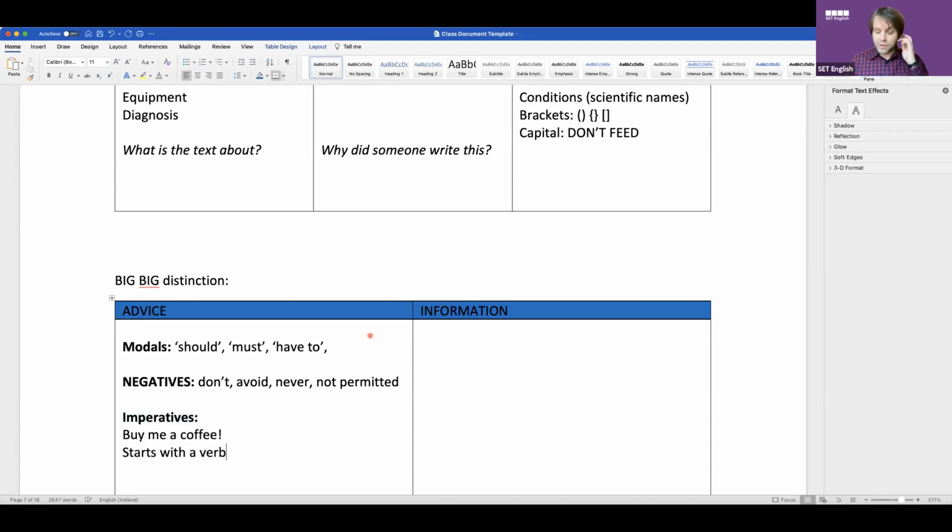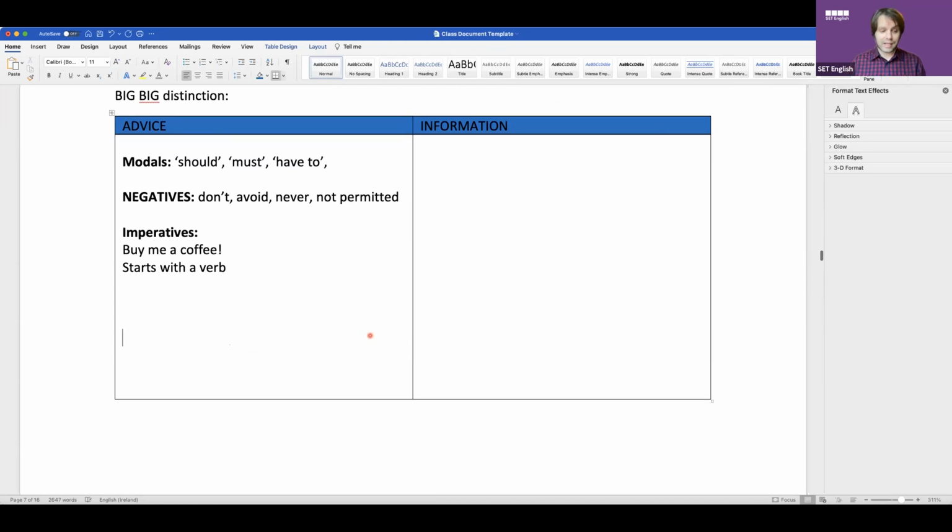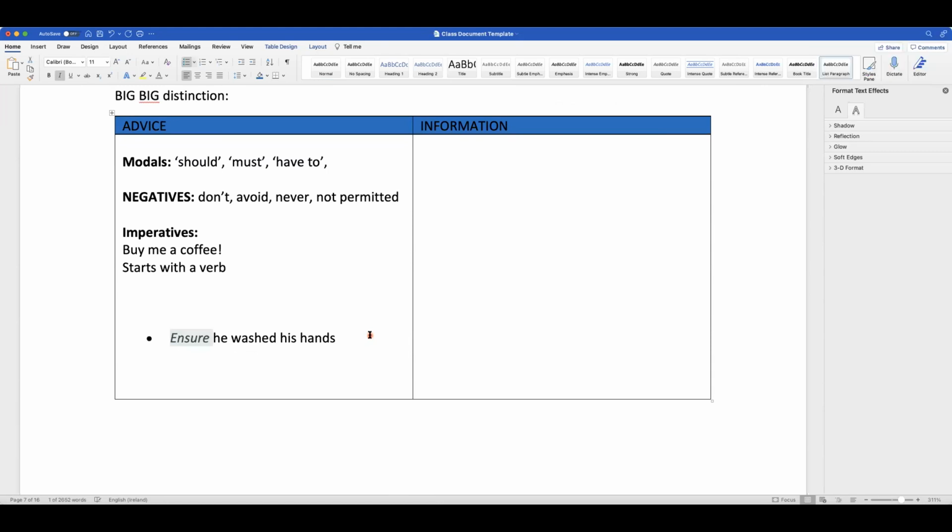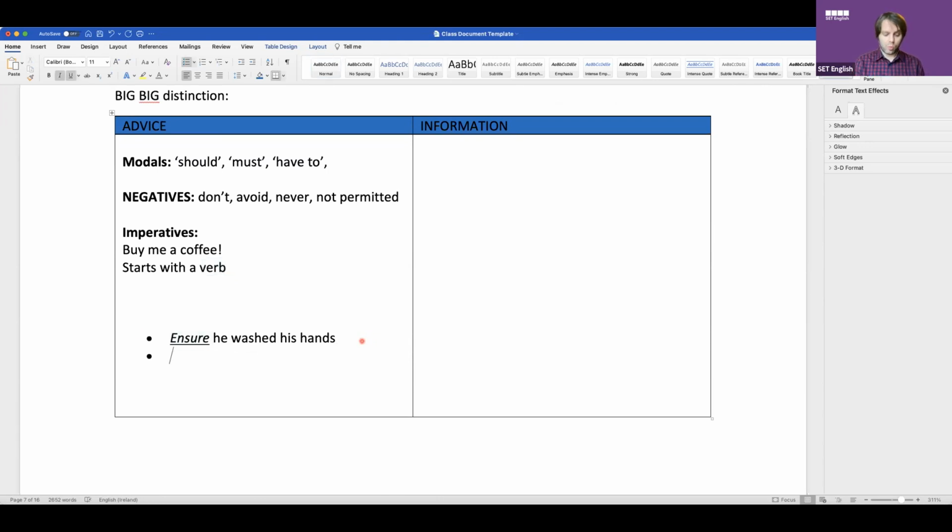So Fareed, look, let me give you something. If you see a text and it's like this, ensure he washes his hands, right? What's this first word here, Fareed? Ensure. It looks like an imperative, because it's a verb, isn't it? If I say, wash your hands, imperative. Do your homework, imperative.